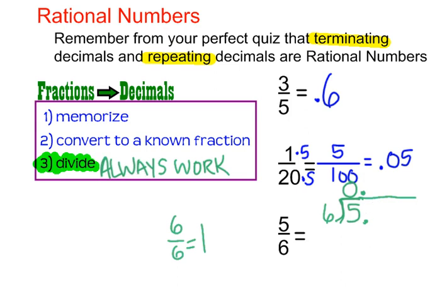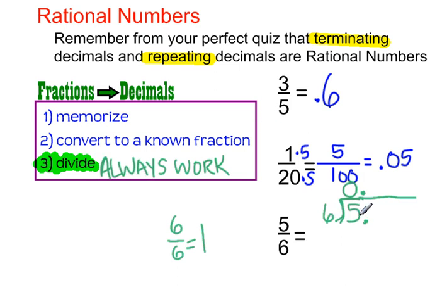Now, if I accidentally set this up wrong, like some students might have done, 5 divided by 6, this is wrong. I should see, does 5 go into 6? Yes, it does. It goes in once. Right away, I should be able to tell that that's wrong because I know my answer is going to be a decimal. It's going to be less than 1. So let's go ahead and continue with this problem.